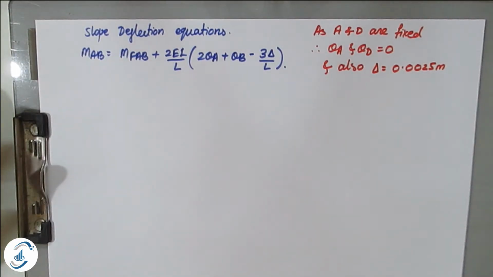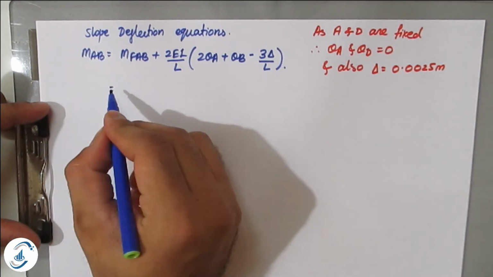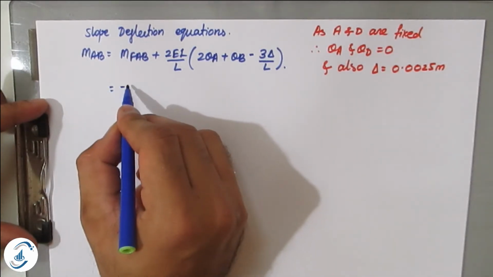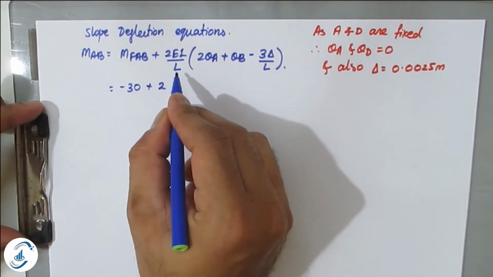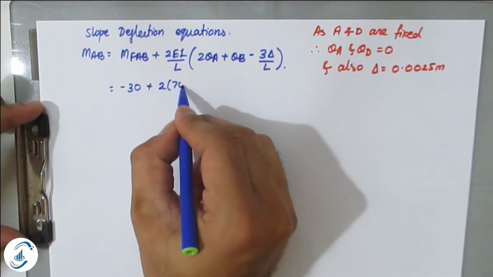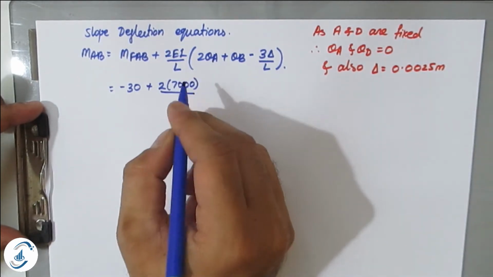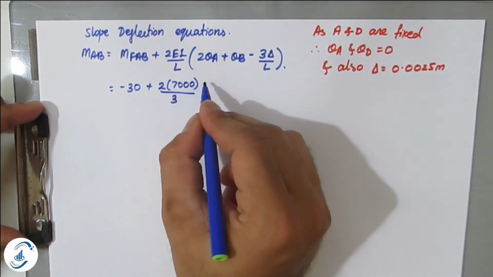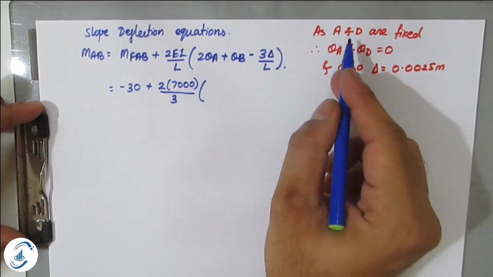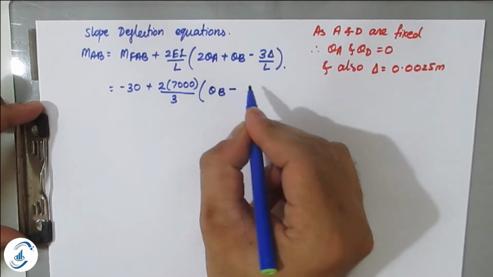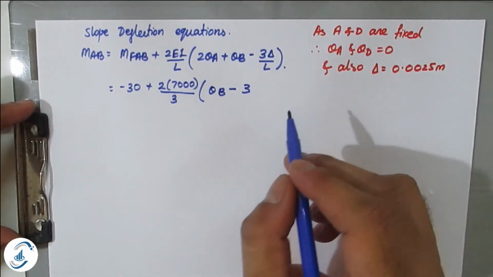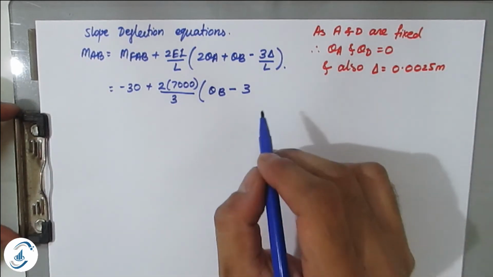Now I will show you the substitutions. So MFAB is minus 30 plus 2 EI value we have calculated, and that is 7000. Length for the span AB is 3 meters. So theta A is 0. So theta B minus 3 times delta. Delta, what to take? So we will see here.